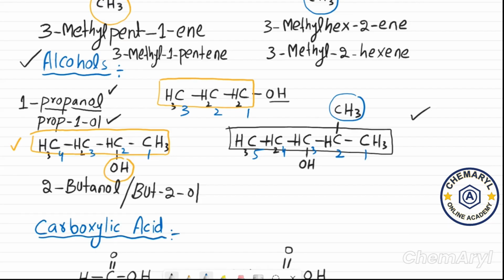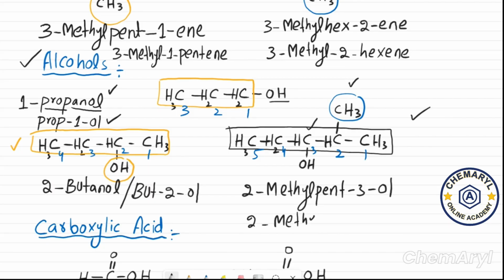So first of all, you have to mention the position of the side chain, then write the name of the side chain, then write the prefix, and at the end write the functional group with position. So 2-methyl. How many carbons are present in the long chain? 5. Then use the prefix pent. At which position is the functional group present? Third. Write 3-ol. Dear student, you can also write the name for this compound as 2-methyl-1-pentanol.